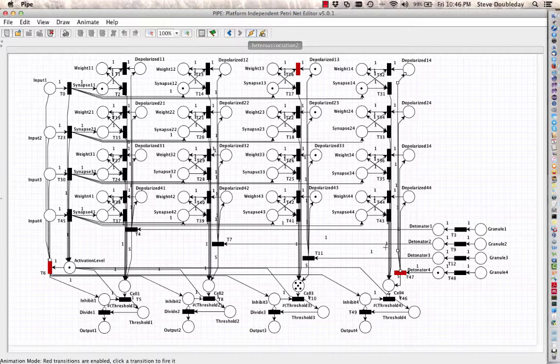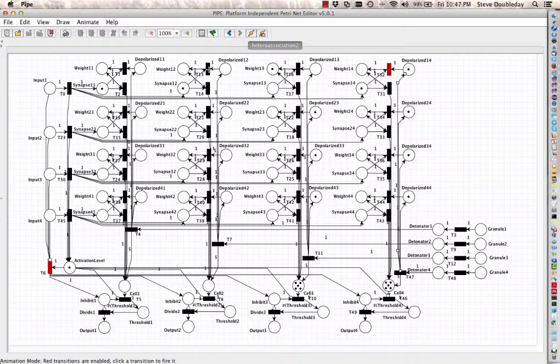Meanwhile down here, the second granule cell fired, and now our weight's been updated here. The second granule cell fires, and so we have 2 cells that have been updated. Meanwhile, our activation level is exactly 1. That was the total number of activation on the inputs.